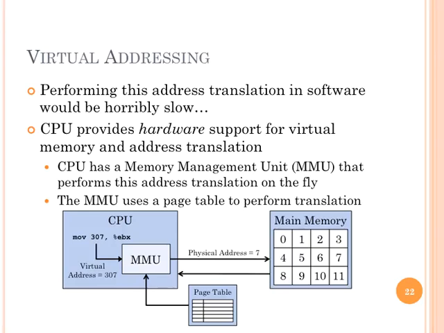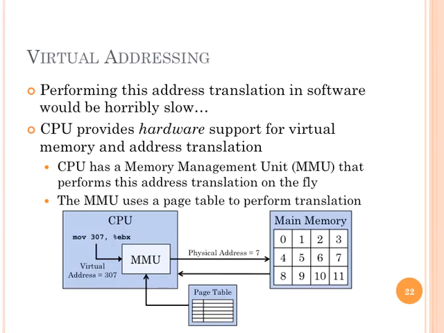Okay, so like I said, the address translation in hardware would be slow. So there's a special component on the processor called the Memory Management Unit, MMU, and that is the component of the processor that's responsible for doing address translation. You'll notice the MMU takes an instruction that says, hey, I want to access address 307. And the MMU is like, sure you do. And it goes and looks up in the page table what physical address that actually corresponds to.